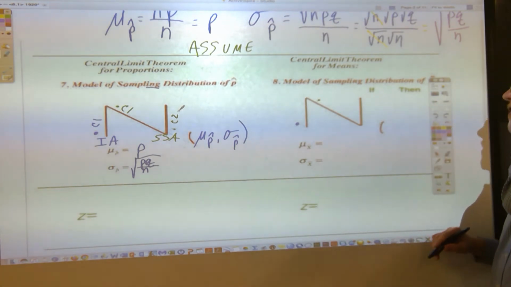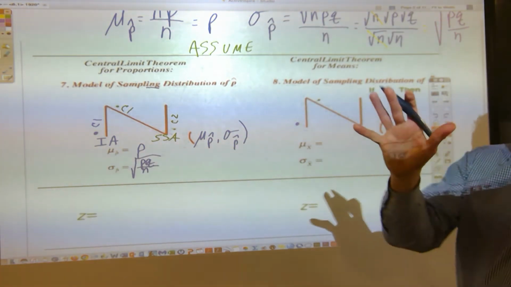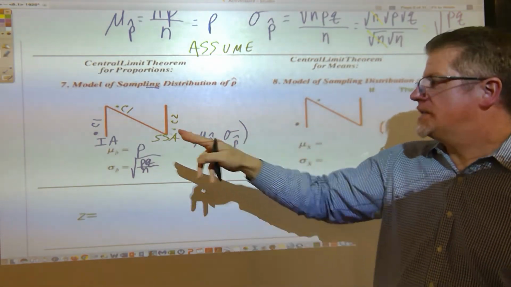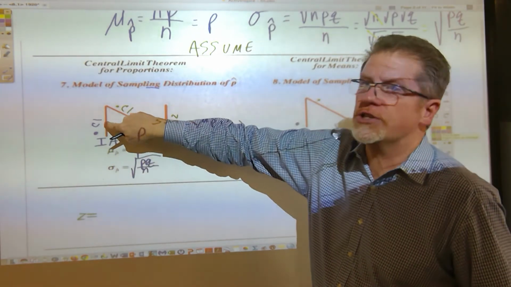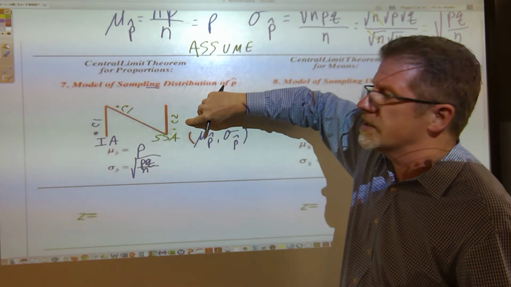So think of using a normal model for this. Wait, hold on, friends, let's stay focused. One's for I and one's for S. This is the independence assumption, this is condition 1. The sample size assumption has two conditions, condition 1 and condition 2.